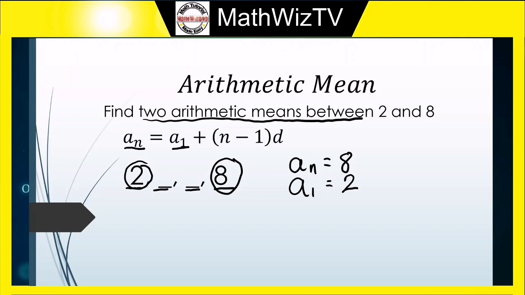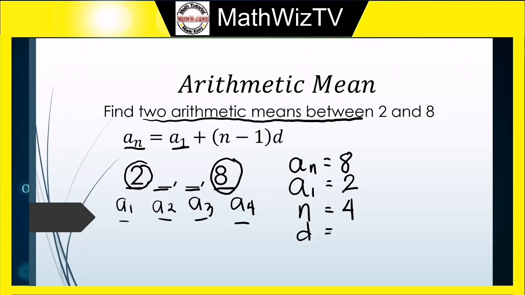And then n. Again, n pertains to the number of terms in the arithmetic sequence. We have the first term, the second term, the third term, and the fourth term. So n is equal to 1, 2, 3, and 4. Therefore, the value of n is equal to 4. And then we look for our d.